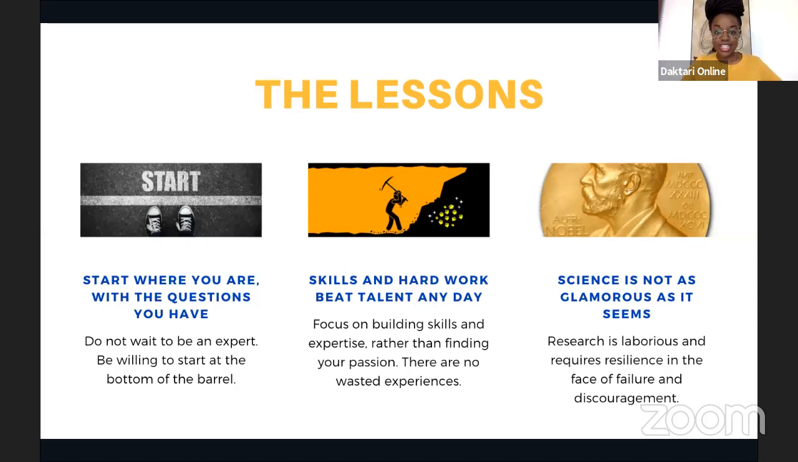Then the next lesson is that skills and hard work beat talent any day. A lot of us like to say, oh my gosh, I want to find my passion, I want to impact the world. From my experience, that's great, but focus on building your skills. Don't wait to find something you're so passionate about. Do anything, literally anything your hands find to do. Get involved and be willing to put in the hard work.